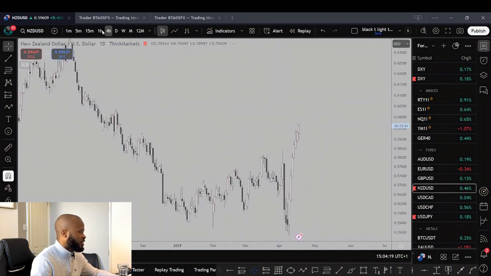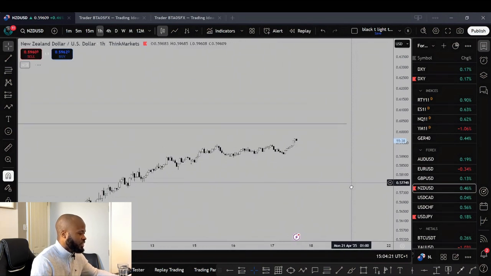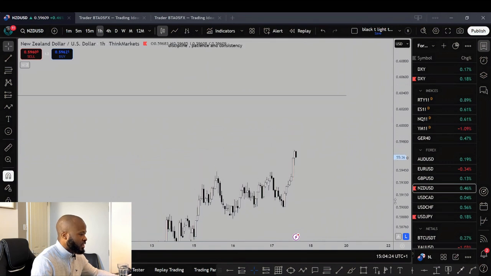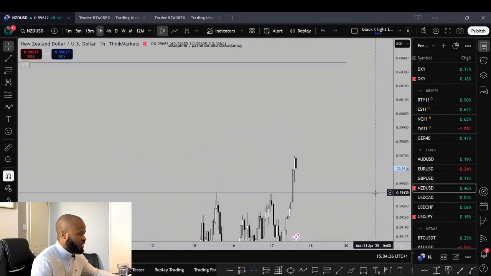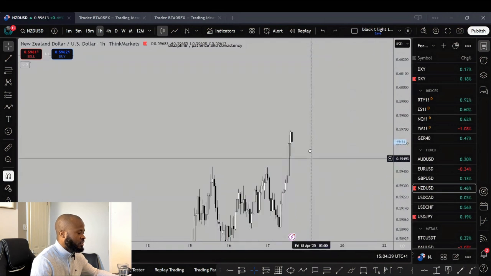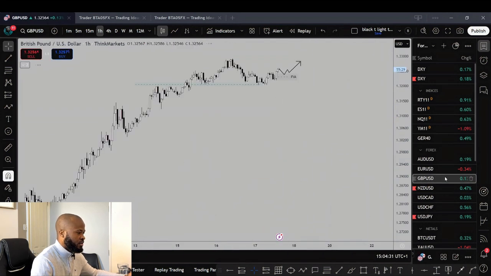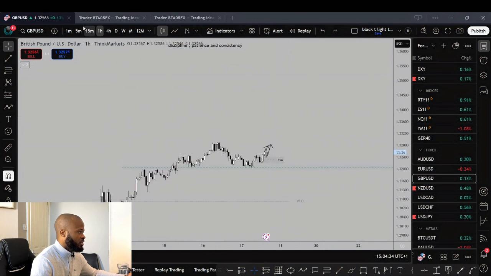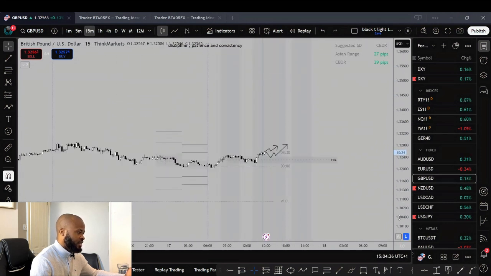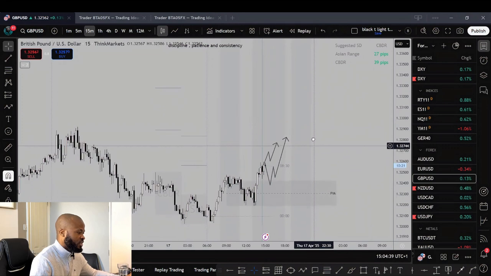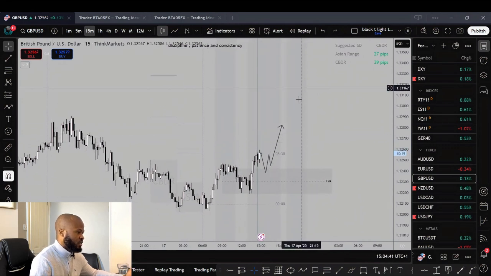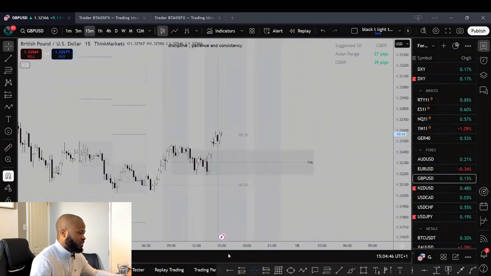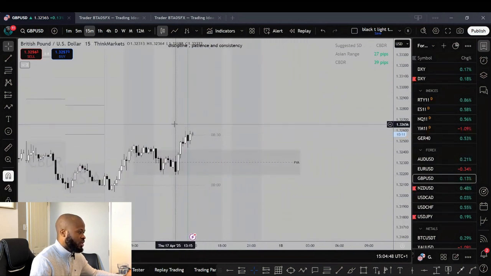So NZD is quite strong as well, but I'll prefer trading the pound instead. The pound is still strong, but I prefer trading it because the formation of the candles and everything is quite perfect for me. So that's what I'll be trading. This is just my game plan for now. If time permits, because I'm still inside the New York zone, I can take a trade before the close of the day.